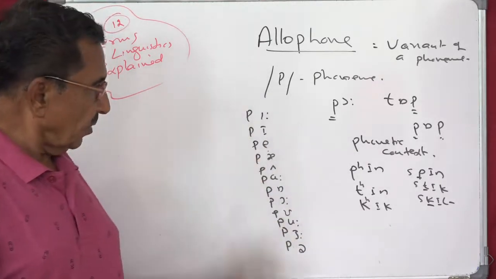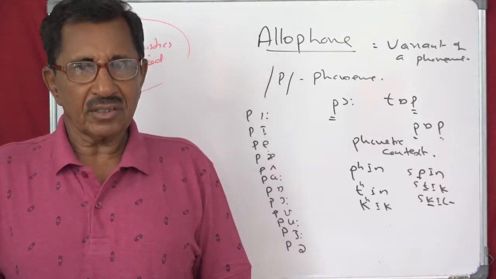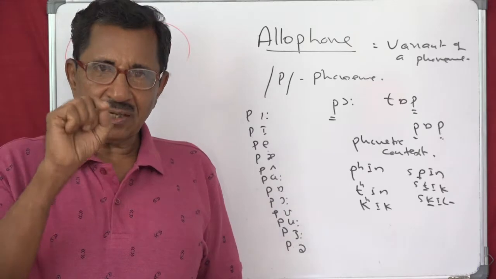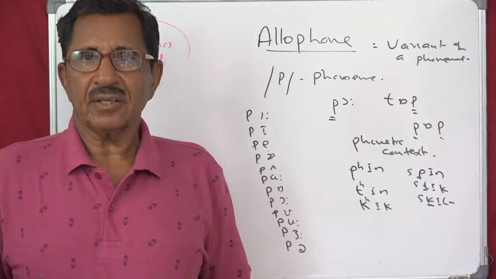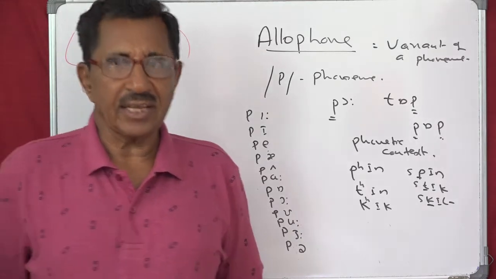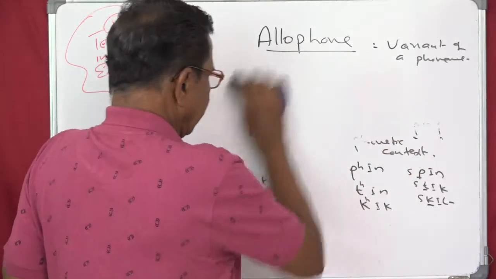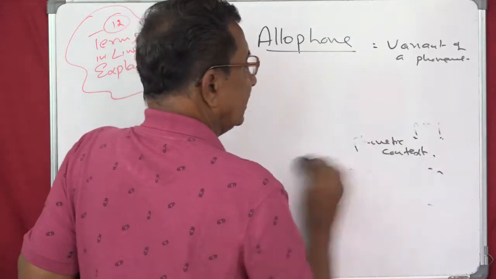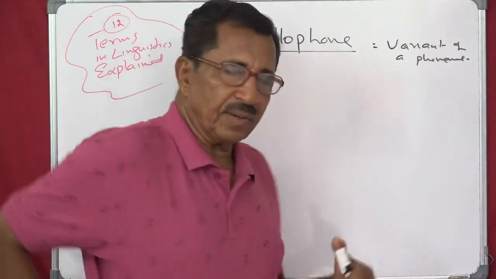And this happens with all these sounds. Phonetic context, that's the point. In phonetic context, phonemes undergo slight changes. Those slightly changed phonemes because of the phonetic context are known as variants. And a variant of a phoneme is an allophone. Another example I will tell you, then it becomes easy for you.